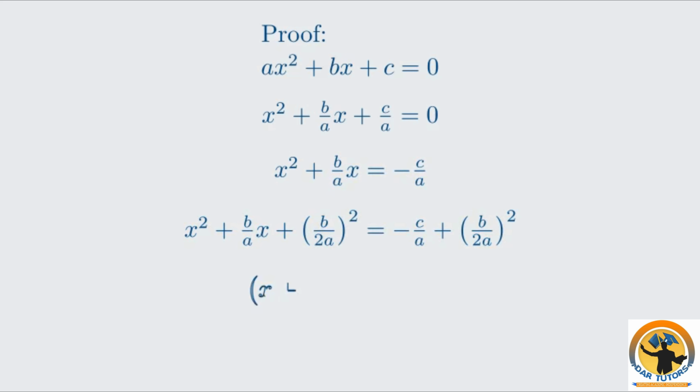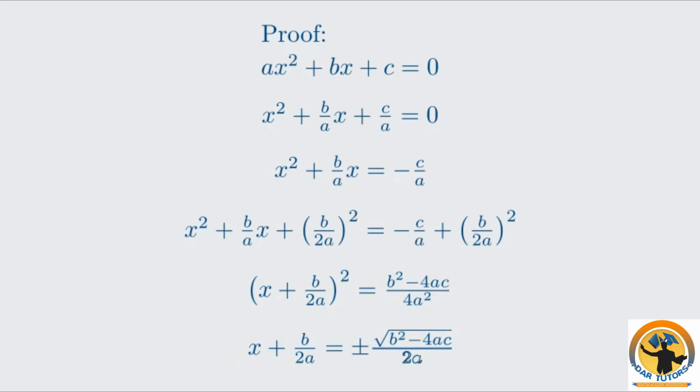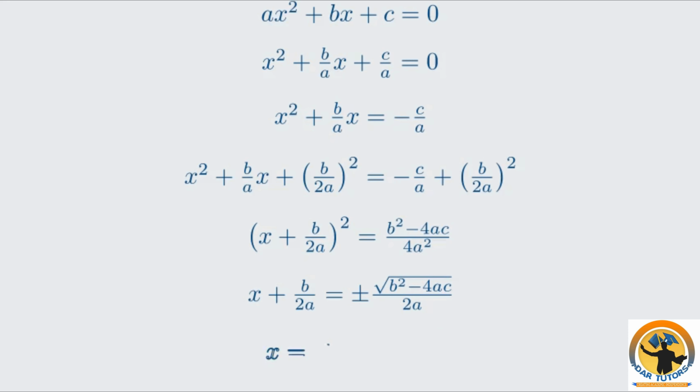Factor the left side and find a common denominator on the right. This gives x plus b over 2a, squared, equals b squared minus 4ac all over 4a squared. Take the square root of both sides. The square root of the denominator is 2a. Finally, subtract b over 2a from both sides to get the quadratic formula. This formula is a powerful tool that will always give you the solutions.